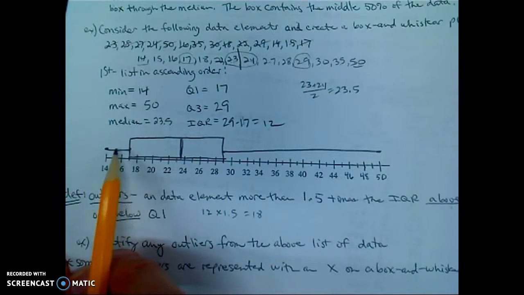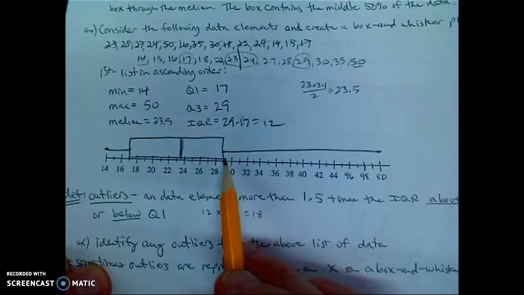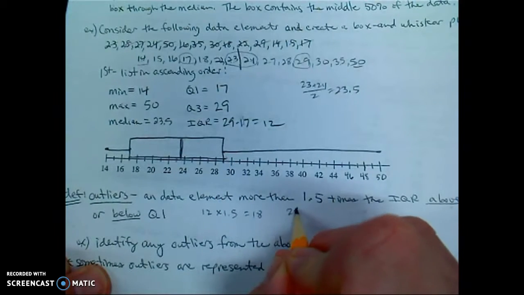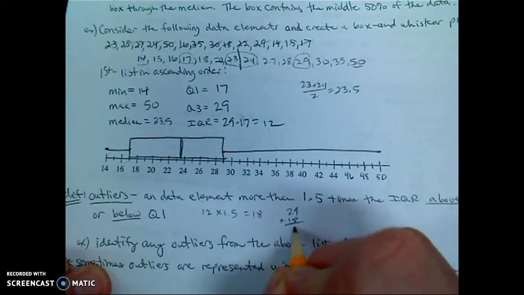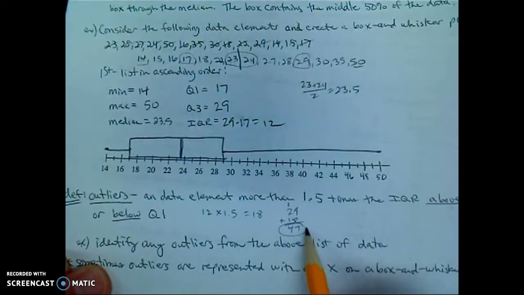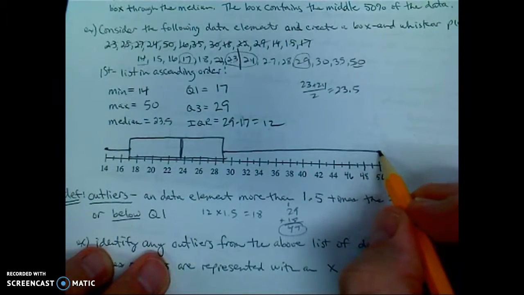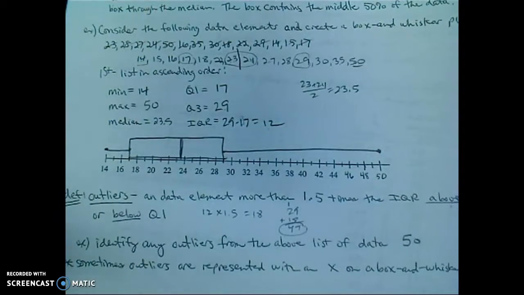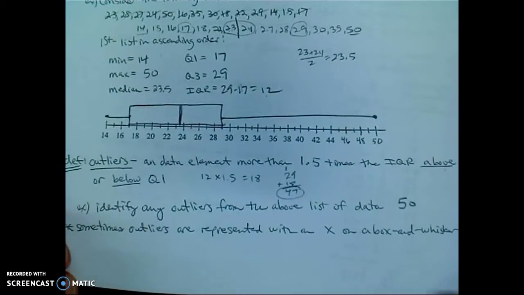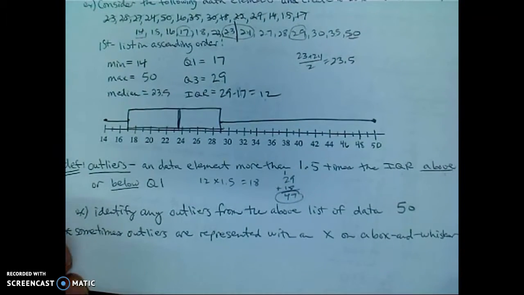Well, we can see 17 to 14, that's not near to 18. But this one, 29 plus 18, if I add those two, I get 47. So any value that's above 47 is an outlier, which in this case, I can see that my maximum value of 50 is known as an outlier. And it's pointed out that sometimes when you see these, that it's represented with an X. So that's a look at the notes.